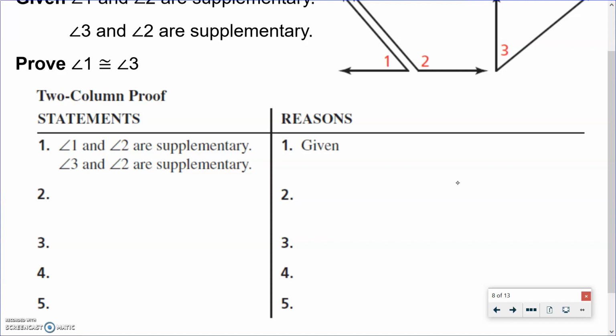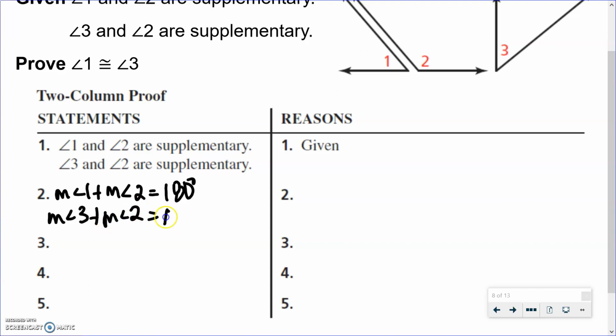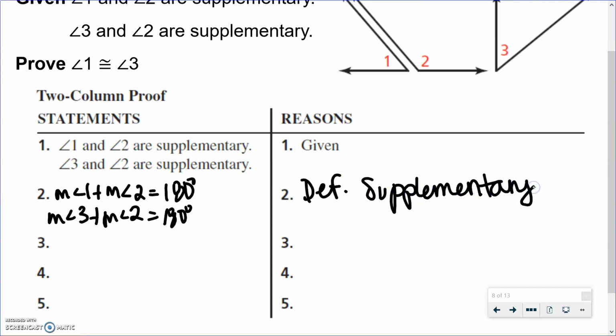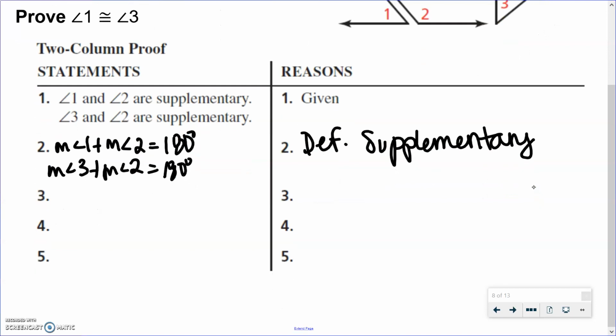Okay, so we know that angle 1 and 2 and 3 and 2 are supplementary. So we also know that the measure of angle 1 plus the measure of angle 2 is going to be equal to 180 degrees, as well as the measure of angle 3 and the measure of angle 2, and that's the definition of supplementary. Okay, that's what it means, is that they are 180 degrees when you add them together.